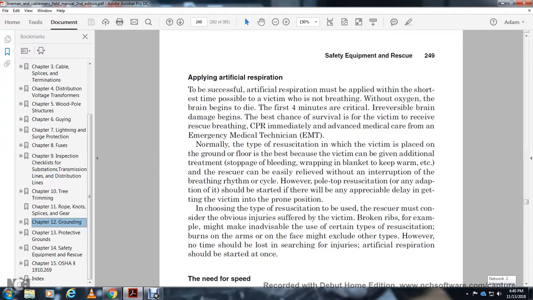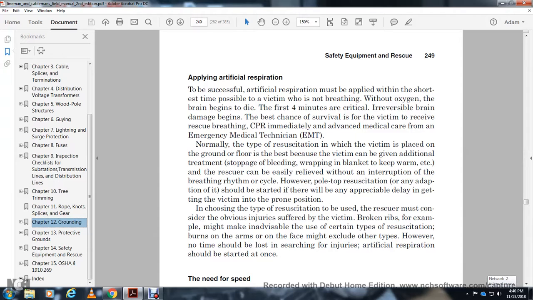Normally, the rescue resuscitation is performed with the victim placed on the ground so the victim can be given additional treatment, such as stopping bleeding. The rescue can be easily performed without any interruption of the breathing rhythm cycle. However, on a pole, resuscitation should be started with the air blow, with no practical delay in getting the victim into the prone position.